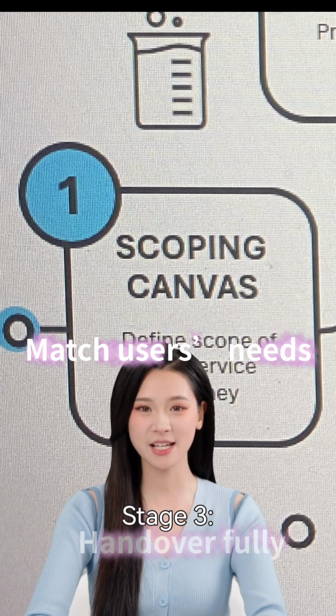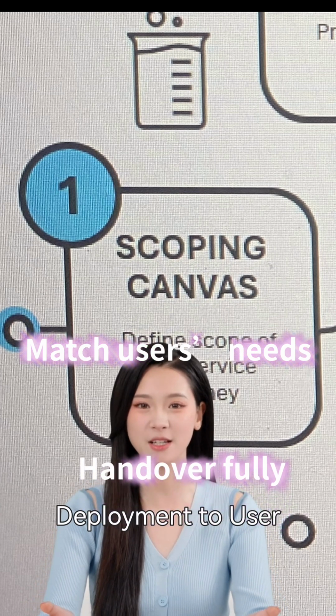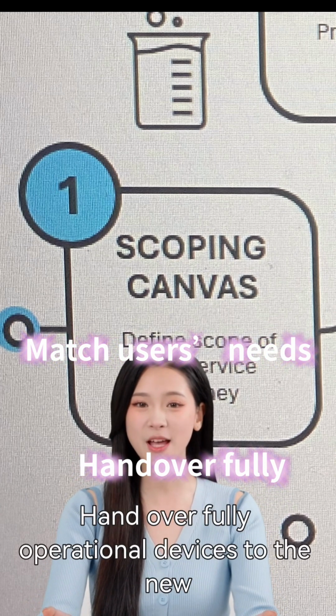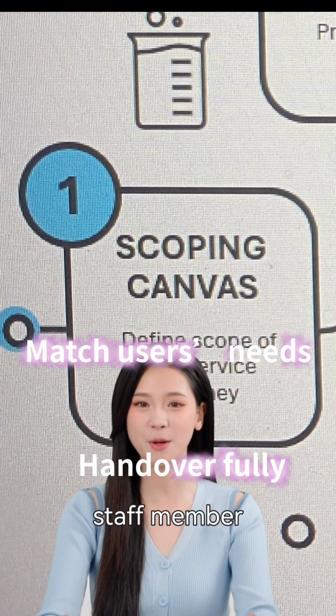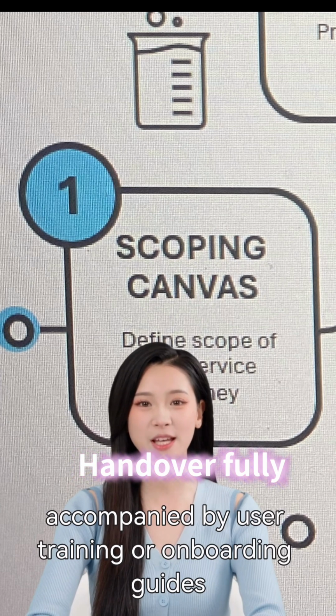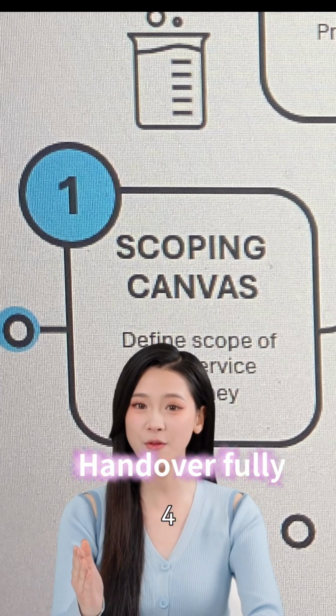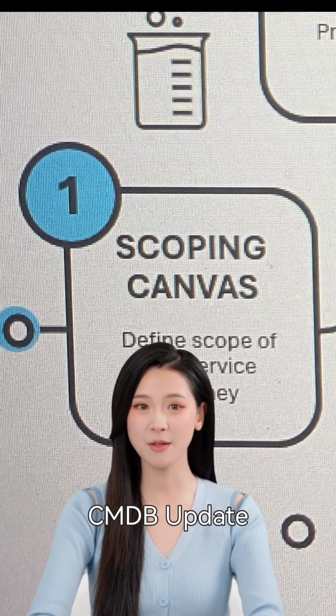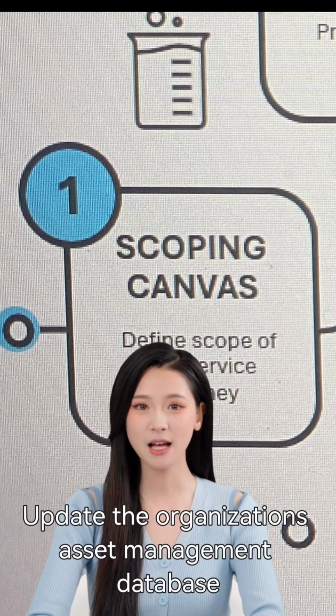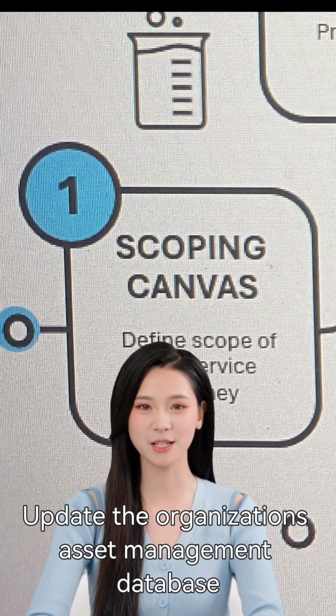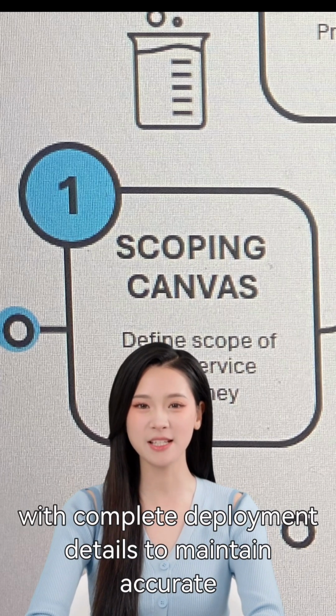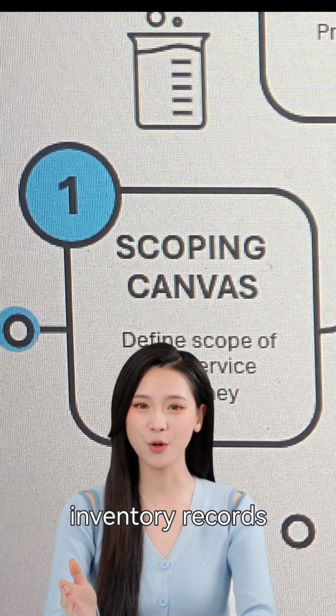3. Stage 3. Deployment to user. Goal: hand over fully operational devices to the new staff member, accompanied by user training or onboarding guides as needed. 4. Stage 4. CMDB update. Goal: update the organization's asset management database with complete deployment details to maintain accurate inventory records.